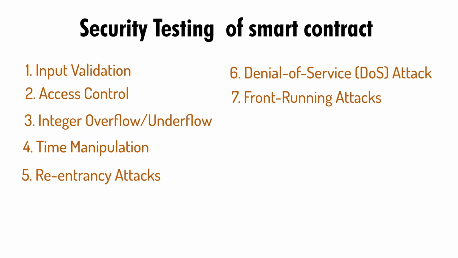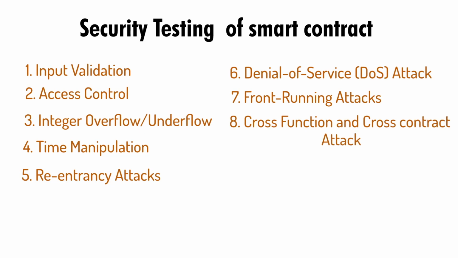attacks. Front running attacks. Test the scenarios where an attacker attempts to manipulate the order of transactions to gain an unfair advantage. Verify that the contract includes mechanisms such as commit-reveal schemes or random number generation to mitigate front running attacks. Cross function or cross contract attack. Test the scenarios where an attacker attempts to exploit vulnerabilities that arise from interaction between different functions or contracts within the ecosystem. Verify that the contract handles such interactions securely and prevents unauthorized or malicious behavior.